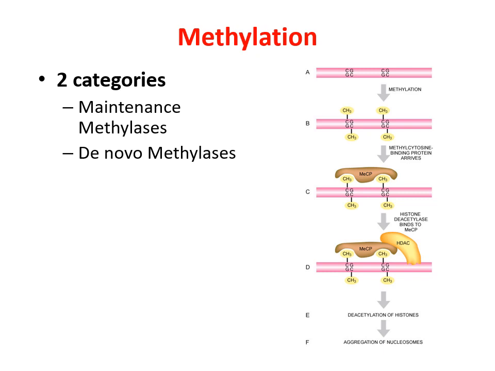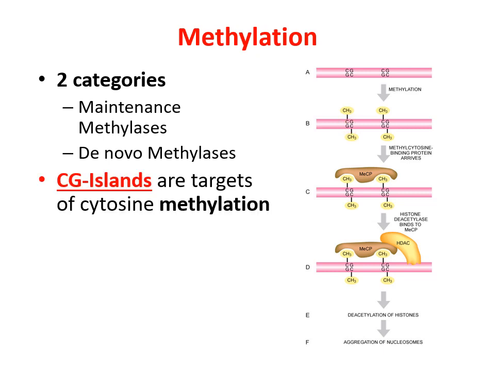Okay, now when I pointed out these CH3 methyl groups, what did you notice? Each one of them is on the same type of sequence of DNA. We call those CG islands, okay? So CG islands are the target of cytosine methylation. So what you see in that figure is that the cytosine, the C, in each of these CG islands is what gets methylated.